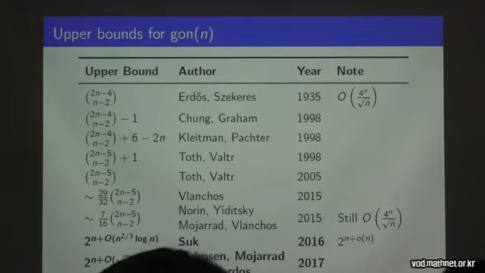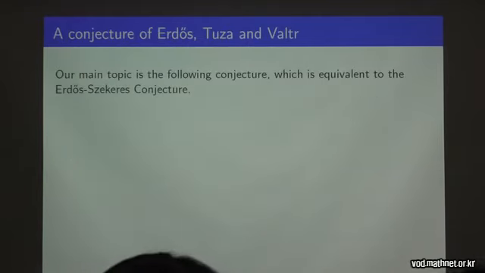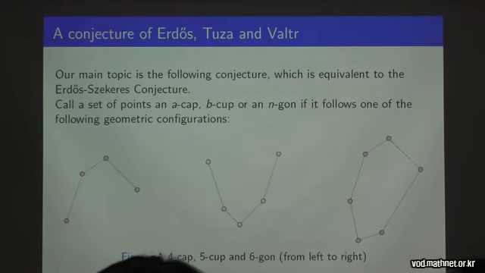So this is currently the best known value for this problem. What I focused on is a variant of this conjecture, the conjecture of Erdős, Tuzel, and Waltra. Our main topic is this conjecture. Before I introduce this conjecture, let me give you a couple of notations.